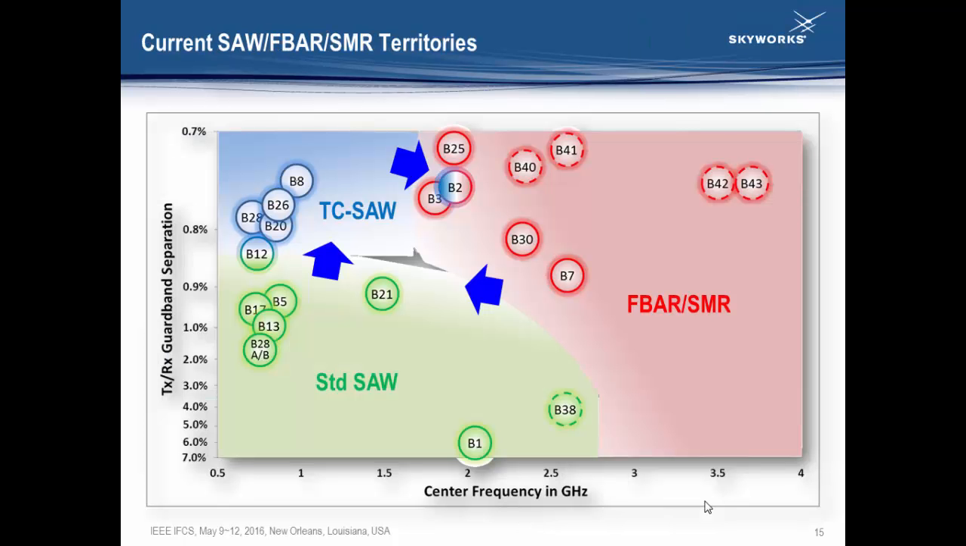So this is a chart showing some of the bands I mentioned. I mentioned that easily there are 20, 30 bands for some of the newest smartphones. And some of the bands are easily more suitable for FBAR and SMR. Some of them are for SAW, what we call standard SAW, and TC SAW. TC SAW is basically temperature compensated SAW. And I'll explain a little bit about this.